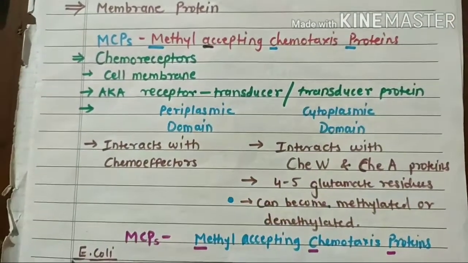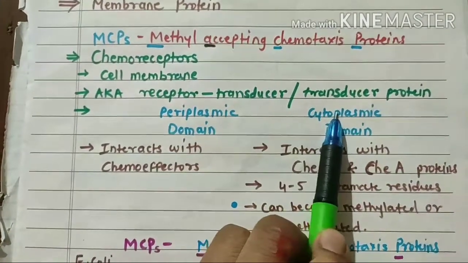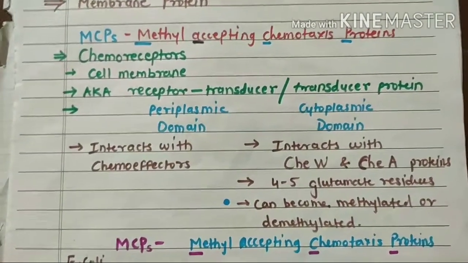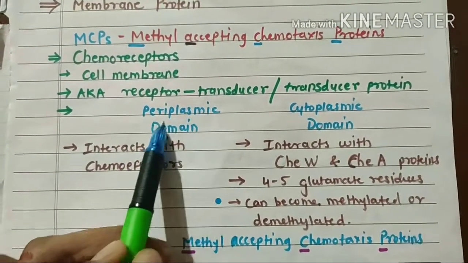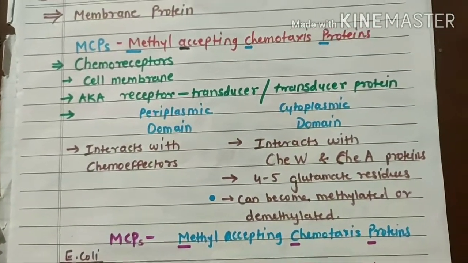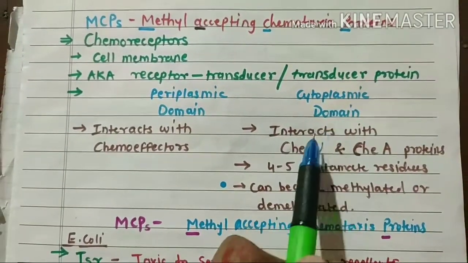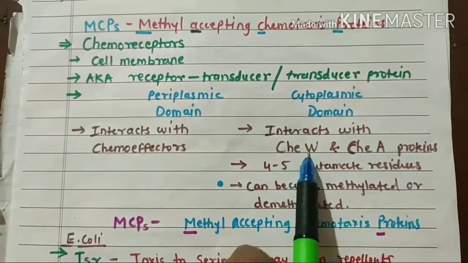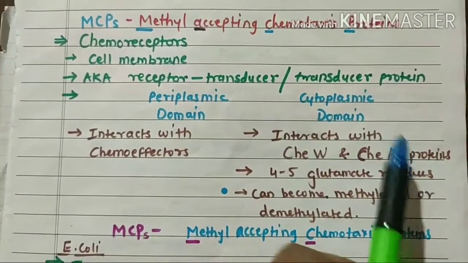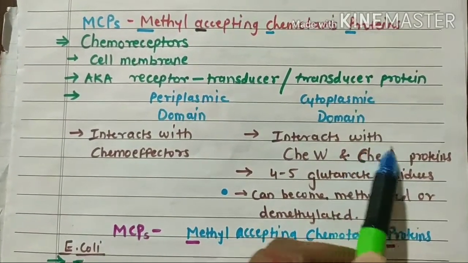These MCPs have two domains. One is the periplasmic domain and another is the cytoplasmic domain. In the periplasm, whatever chemo effectors are there, this periplasmic domain will interact with those chemo effectors, and in the cell there will be cytoplasmic Che proteins. So the cytoplasmic domain will interact especially with CheW and CheA proteins. CheA is a histidine kinase. So when the MCP interacts with CheA, it makes it active.